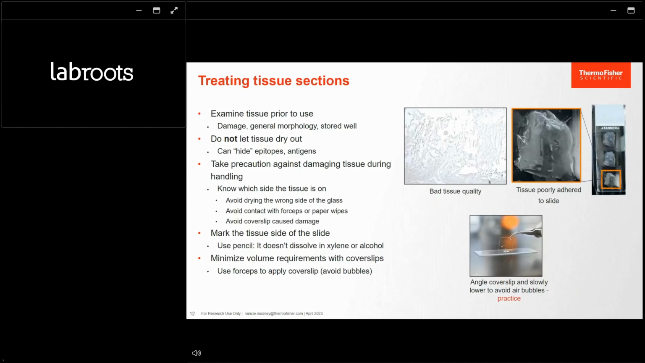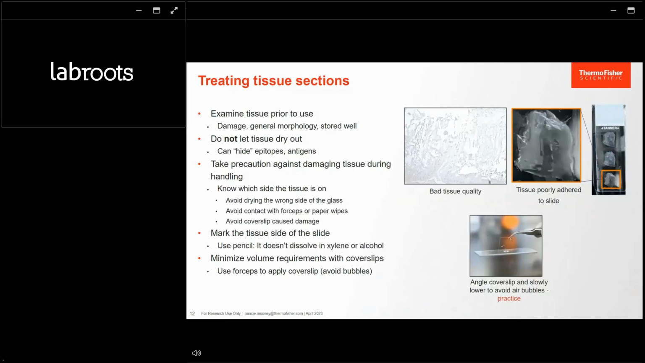When dealing with tissue, it's always good to examine the tissue prior to use, making sure that it's not bad tissue quality, it hasn't been damaged or mishandled or misstored. Sometimes tissue is poorly adhered to the slides and you'll start noticing it coming up off the slides. It is important to identify this early in your experiment so that you don't use expensive reagents and waste time on tissue that is going to give you poor results no matter what you do. Once you have rehydrated your tissue, don't let the tissue dry out. This can kind of rehide your epitopes and antigens and may cause inconsistent staining. So once the tissue has been rehydrated, make sure it stays moist.